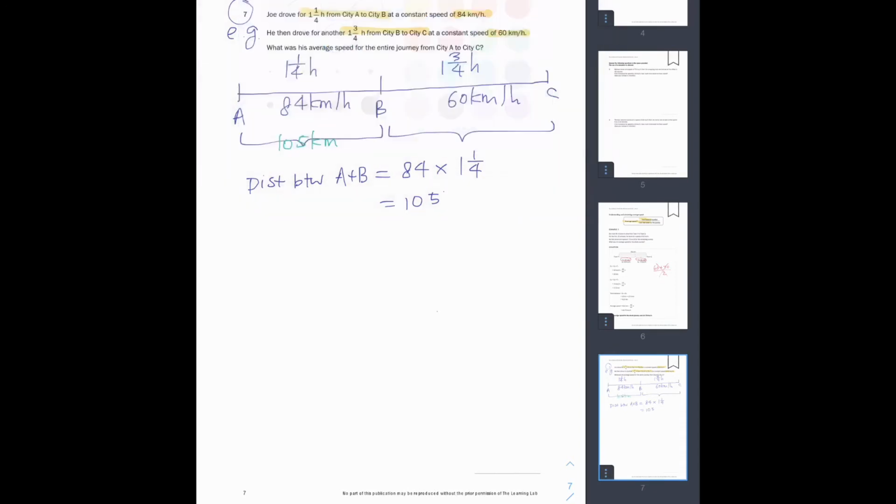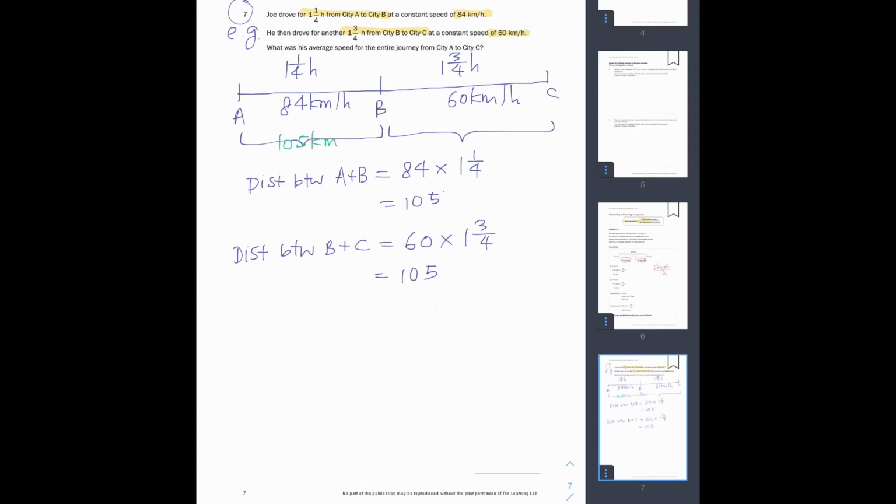Okay, now we go to the distance between B and C. So now the speed has changed, the time has also changed. The units are correct, hours and hours, so I can use 60 times 1 3/4. Okay, everyone key it into your calculator and see what you will get. The answer is also 105.